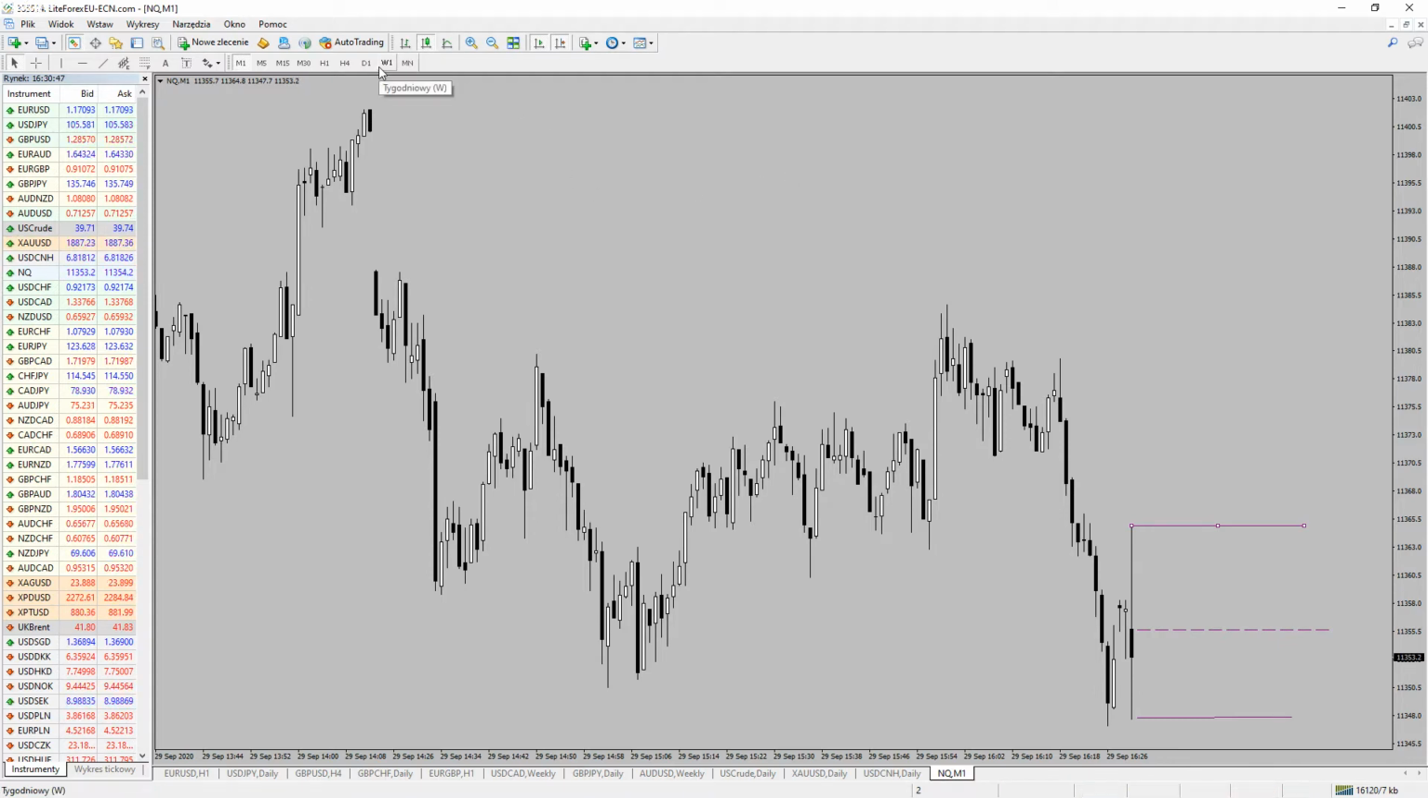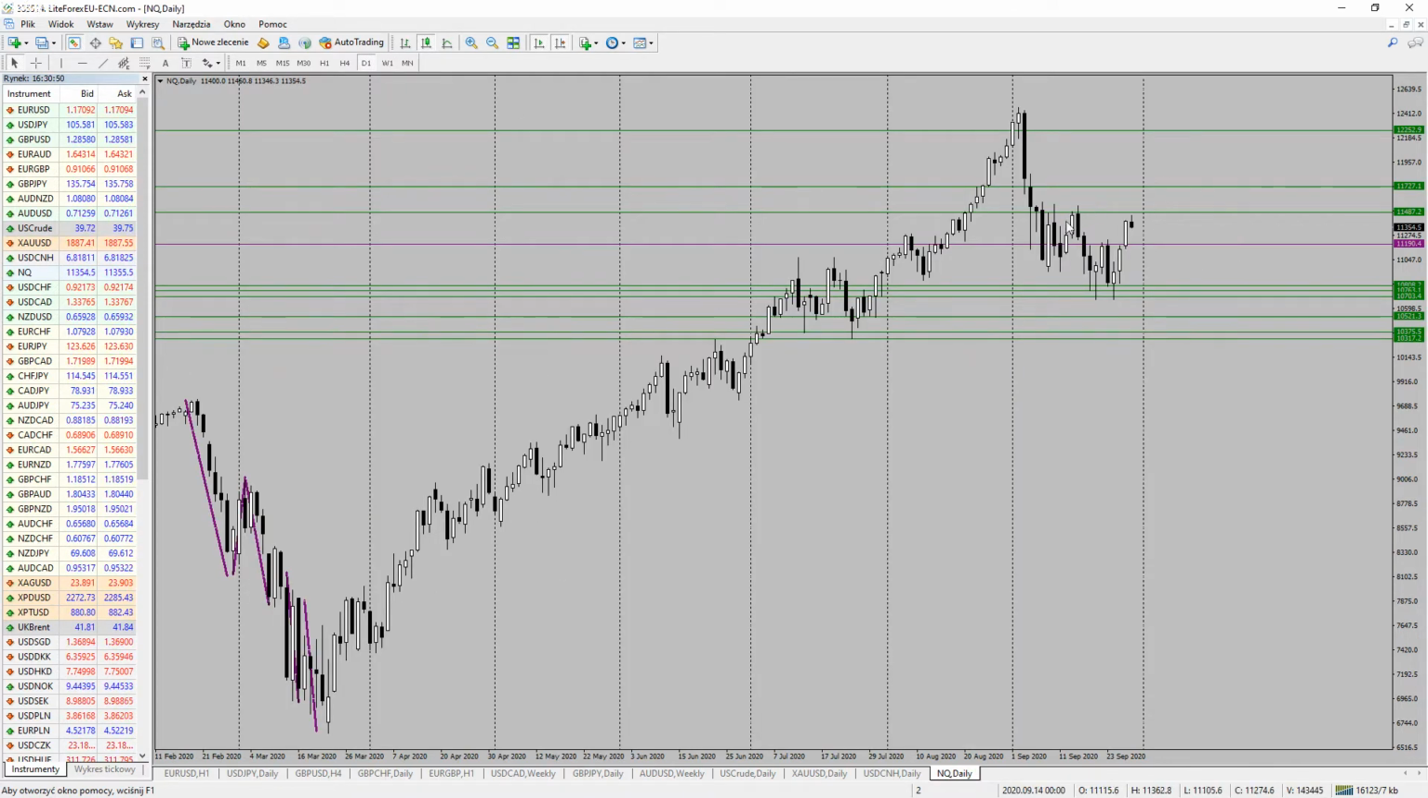Well, what we have, again, from the daily chart perspective, we are approaching very, very important levels. Based on my chart, it's 11,487. So something around 11,500, that's the zone I'm going to try to fade.